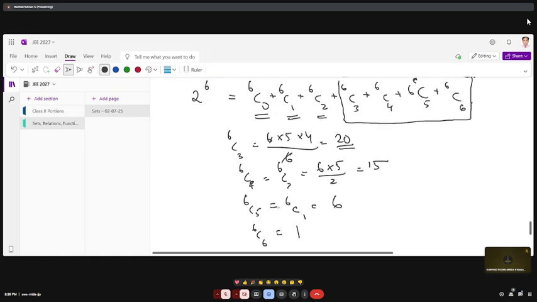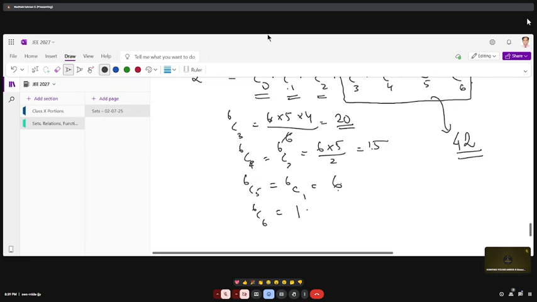So what is the sum of all this? 20 plus 15 plus 6 plus 1. So this will be 35, 41, 42. If you take 2 power 6, it will be 64. That will include everything, even with the elements 0, 1 and 2. But we want to exclude that. Either you can calculate like I did, or you can calculate 64 minus 6C0 minus 6C1 minus 6C2, depending on whatever is convenient. But here the answer is 42.